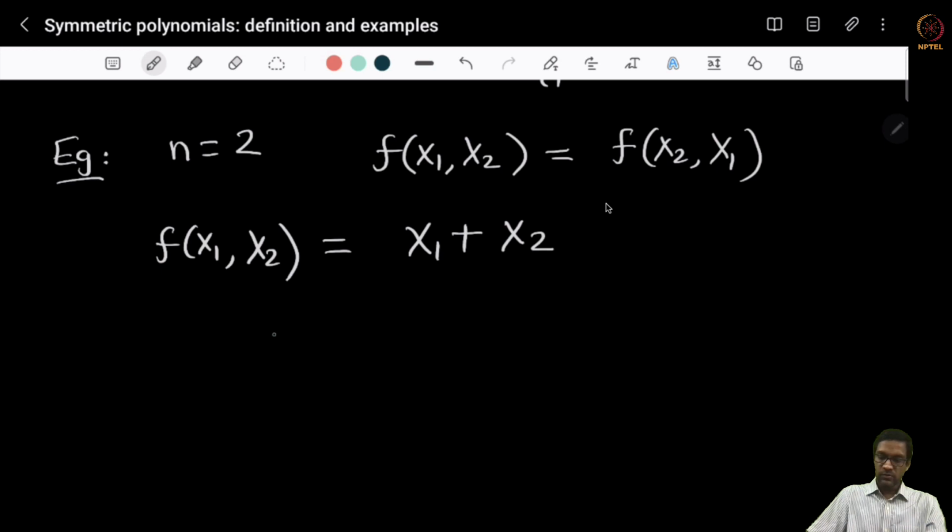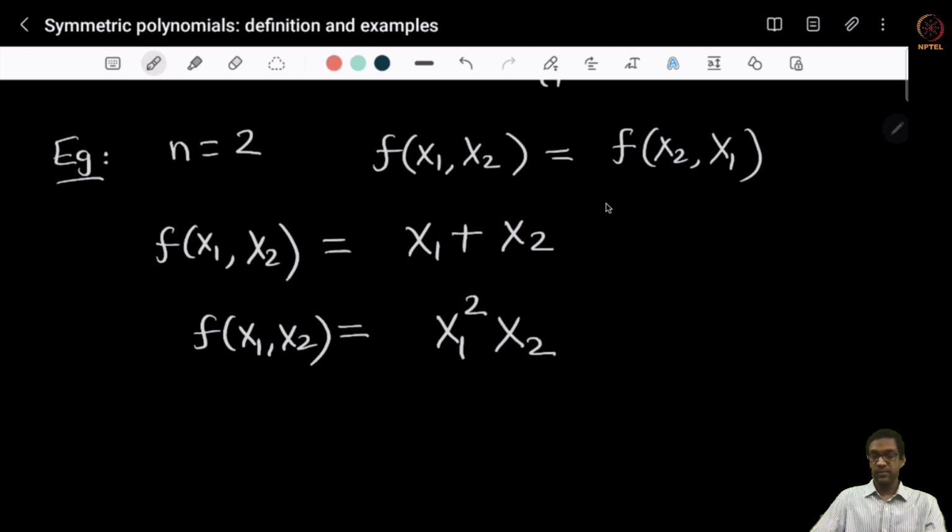Example 2: this is polynomial 1, and here's a second. f of x1, x2 equals, for example, let's say I want the monomial x1 square x2 to be part of my polynomial. Now the only way this resulting polynomial can be symmetric is if I also add in the symmetrization of this, meaning I change x1 to x2 and x2 to x1. That will become x1 x2 square. Observe now I have done the least possible to make it symmetric. This is an example of a symmetric polynomial in two variables.